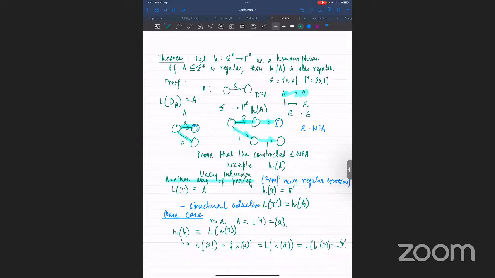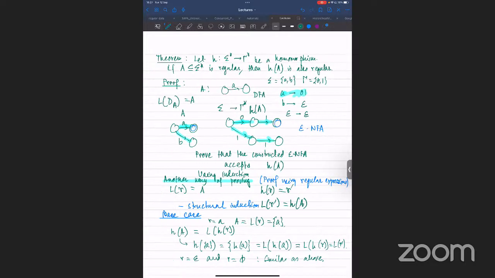Clear? What else? You can also similarly do it for the other base cases, say R equal to epsilon and R equal to the empty set. Similarly, you can do it as above. Again, you can do this. So what we can show for this is that indeed H of A equals L of R prime.